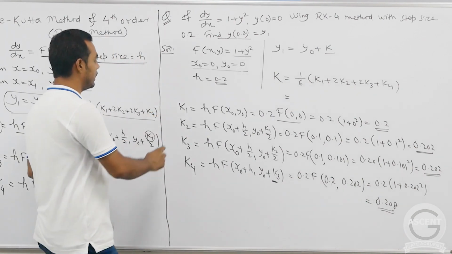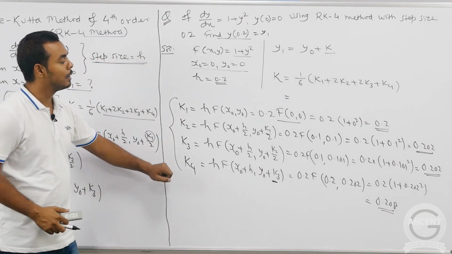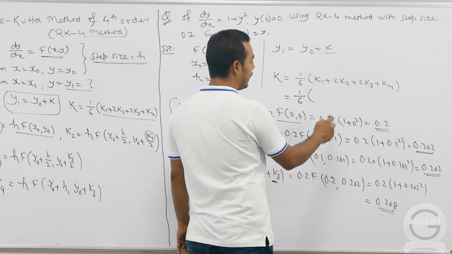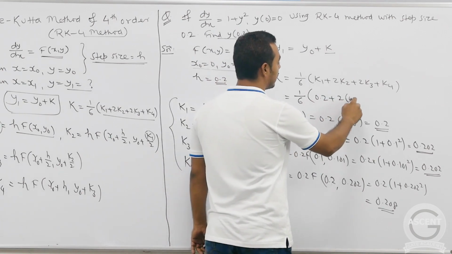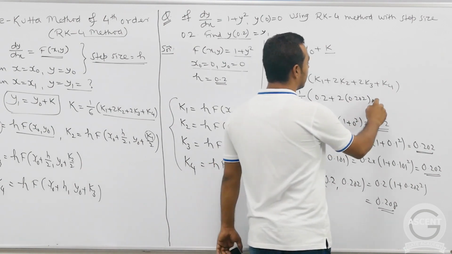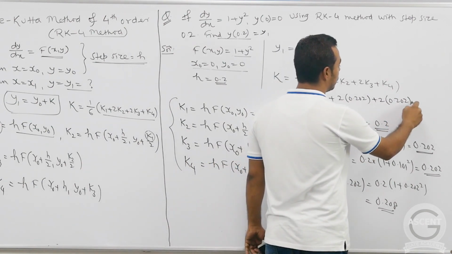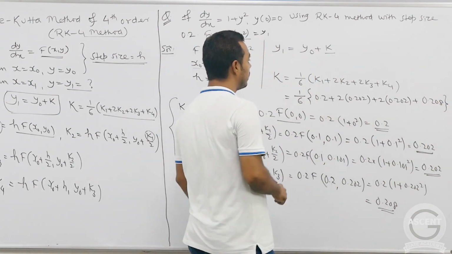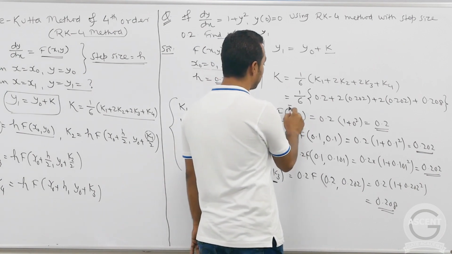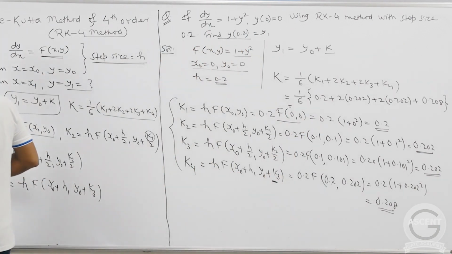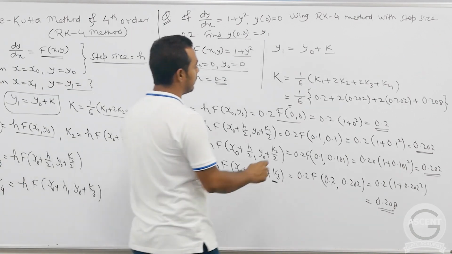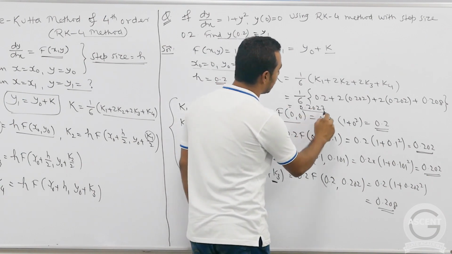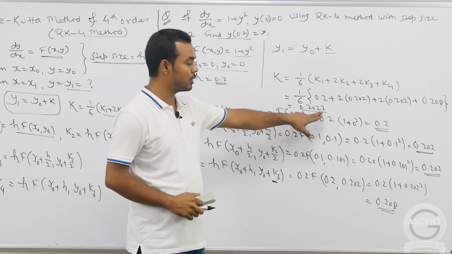Now once we have calculated these four numbers k1, k2, k3, k4, we need to calculate k using this formula. So this will be 1 by 6, k1 is 0.2, 2 times k2, k2 is 0.202, then 2 times k3, so this will be 0.202, and finally k4, so 0.208. So now from here you have to calculate the value of k. The value of k that you are going to get is 0.2027. You can perform the calculation on your own. Once you do the calculation, you will find that the value of k will be 0.2027.